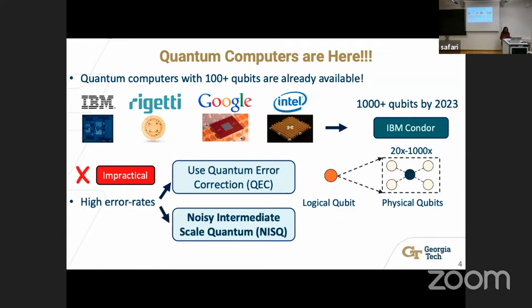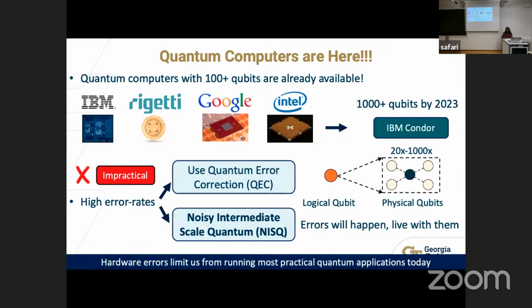So more recently, there is this alternate paradigm that has evolved called noisy intermediate scale quantum computing. And the idea is that you are dealing with systems with a few hundreds or thousands of qubits. These are called NISQ devices. And you know you cannot have fault tolerance. You cannot really run fully fault-tolerant quantum computing on these devices. You know errors will happen, and you sort of learn to live with them. So long story short, hardware errors are one of the most limiting factors that actually prevent us from running most practical quantum applications on these devices today.